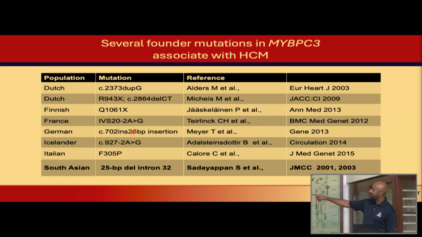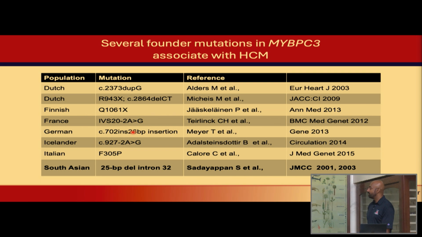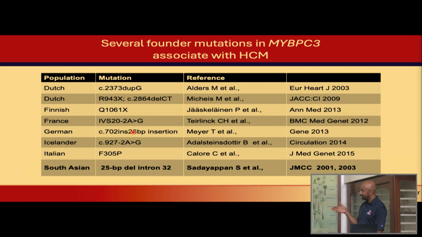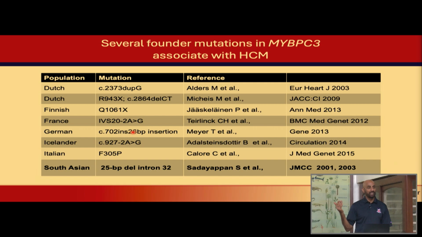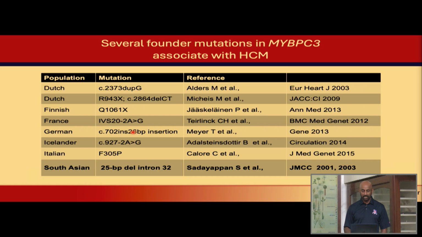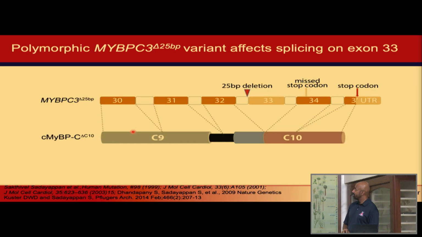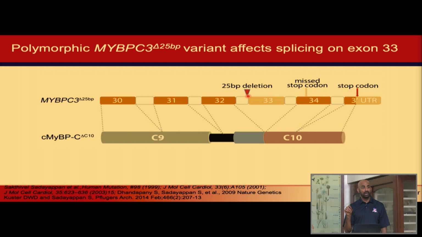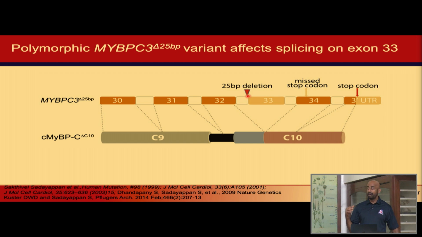So we are now focusing on a 25 base pair deletion in intron 32 of myosin binding protein C, and that was my PhD discovery, and that's what I'm going to talk about right now. The variant is a 25 base pair deletion at the branch point exactly within intron 32. That could result in skipping of exon 33 or altered splicing of exon 33. So it's not giving you a normal splicing.